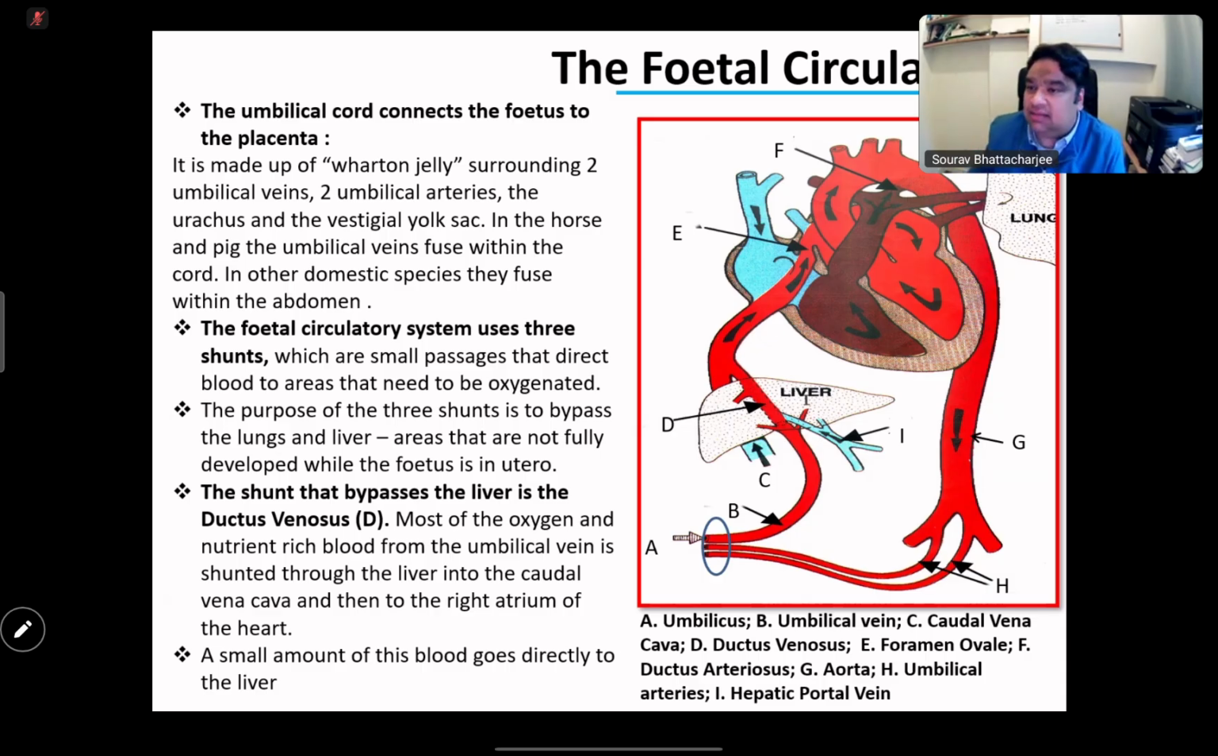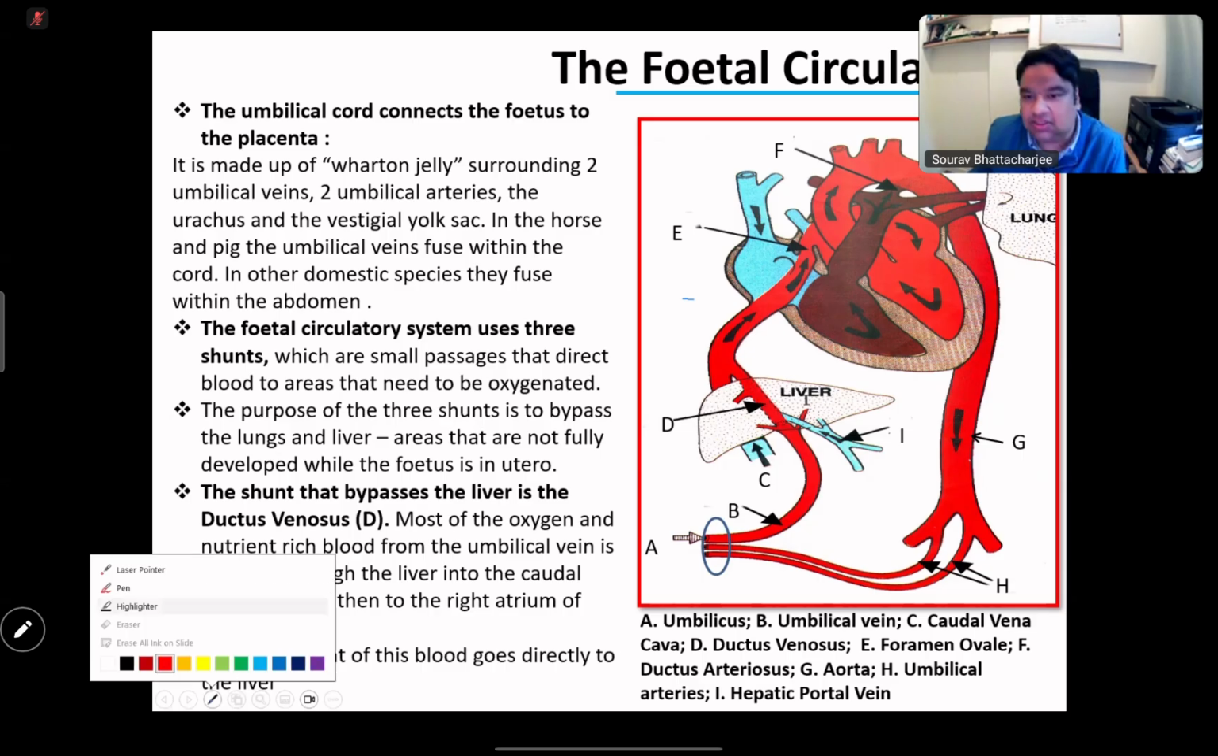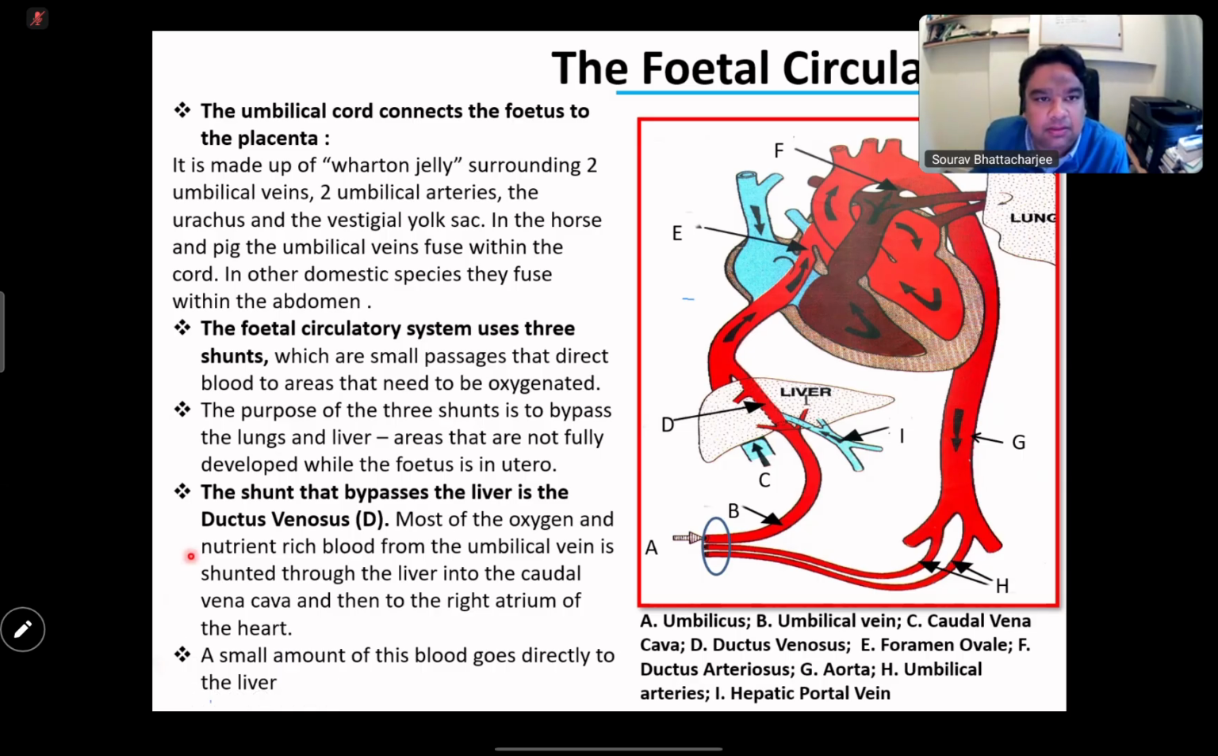Let's look into this image, okay? Let's go one by one. Can I start? No, I cannot start over here. Okay, I have something. So let's look into this fetal circulation. I can search it here. Hold on, just a second. Yeah, so you can see my laser pointer.